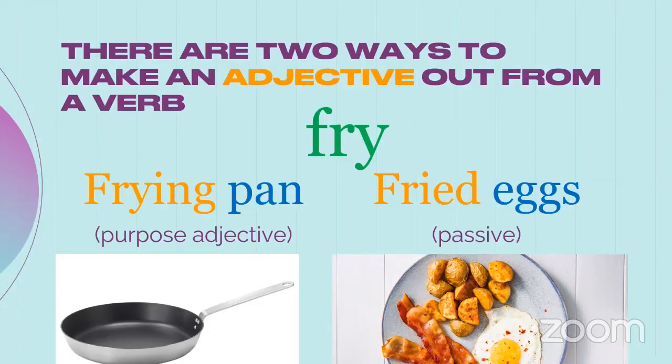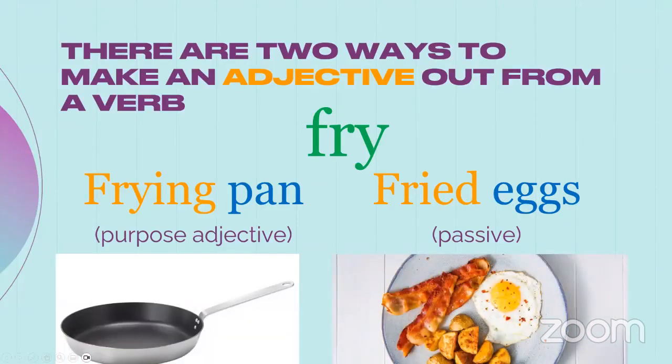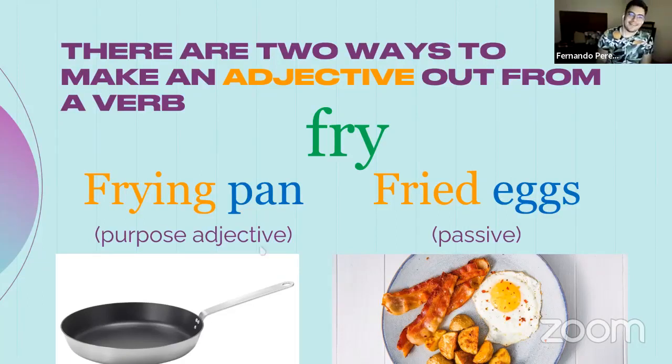One situation is when the eggs are fried. Exactly. And the other is when some object, I think, can do a specific action. Exactly. And which is the first?